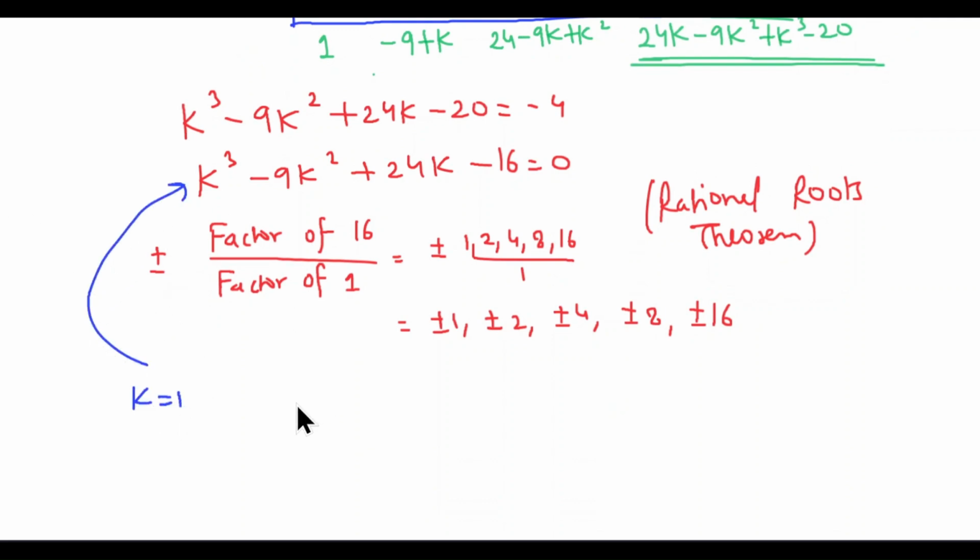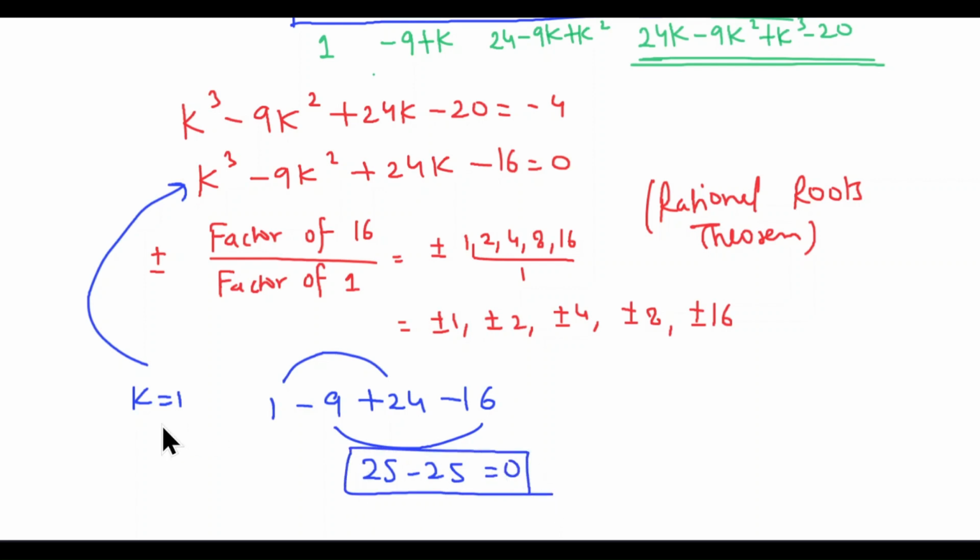So if I put 1 here, I will get 1 cube, that is 1, then minus 9 plus 24 minus 16. And this is 25 and this is minus 25. So yes, I'm getting 0. So we just wanted one value of k. So yes, k is just 1. That's our answer over here.